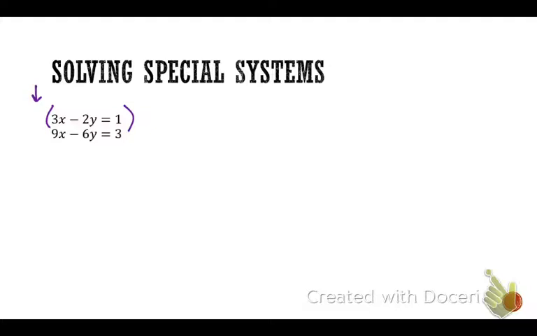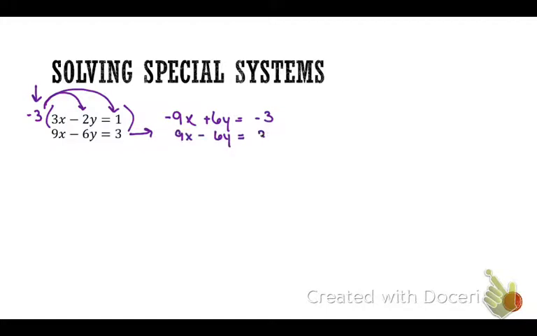Rodney, what'd you multiply by? Yes. Did you guys multiply by -3? Anna, did you do that? All right. So now we get -9x, but don't forget, we have to multiply everything in the equation, not just the first one. -9x plus 6y equals -3. Then we bring over our second equation. 9x minus 6y equals 3.